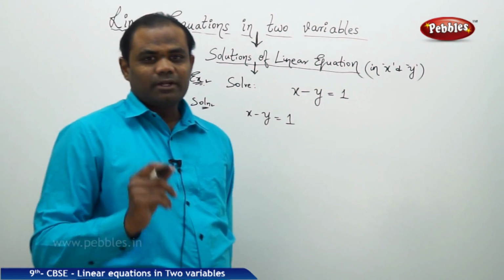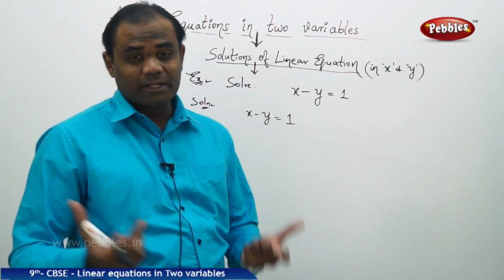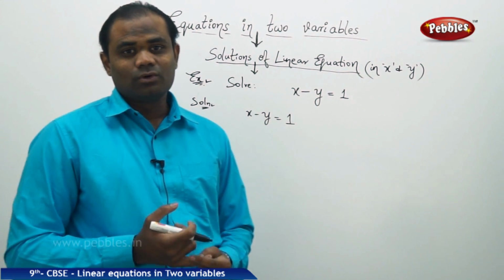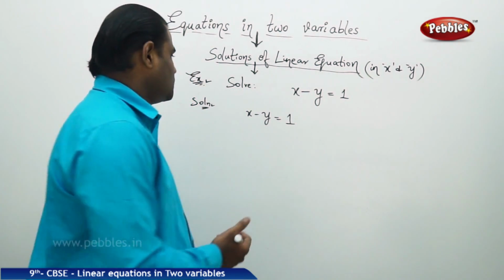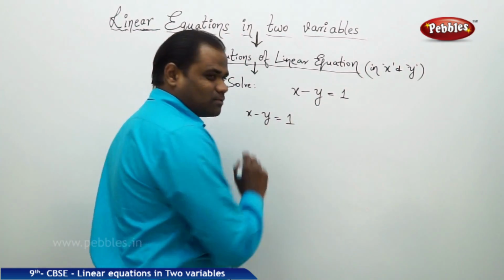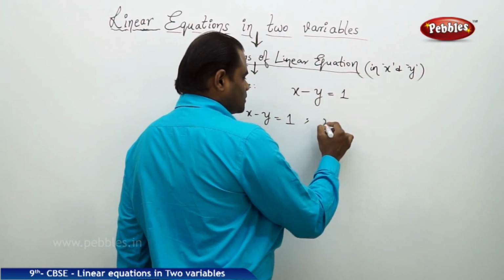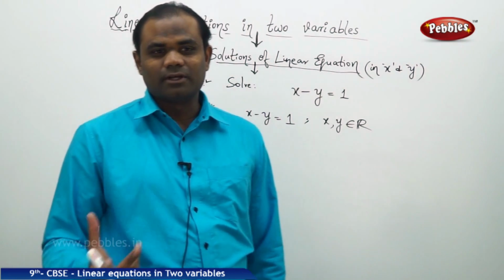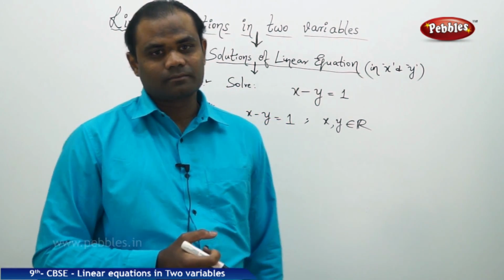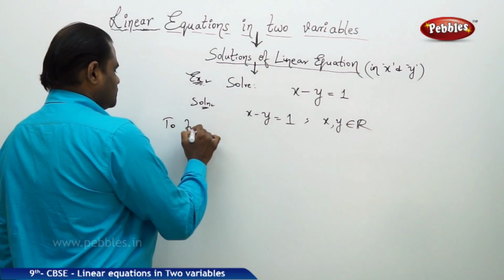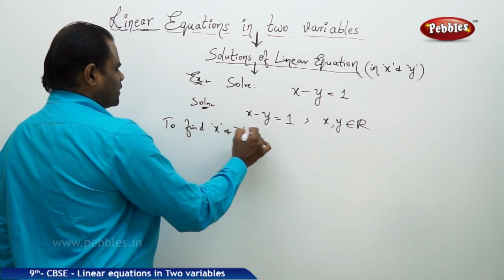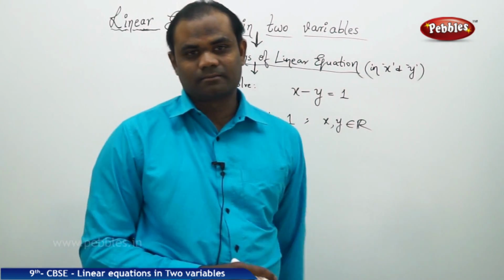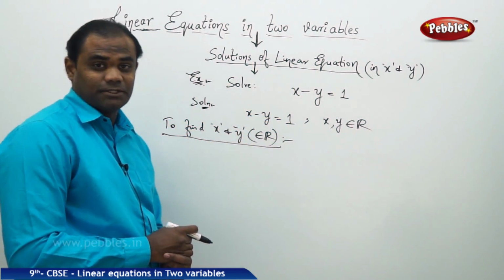Now, before we solve, it is very important to note that solving is about finding the variables. Solving is about finding x and y in this case. So we need to know what exactly x and y stand for. In order to solve this equation x minus y equal to 1, the condition is to find x and y which are real numbers. That is, we are searching for the real numbers which satisfy this equation. That is the target. So let's see how this target can be achieved.